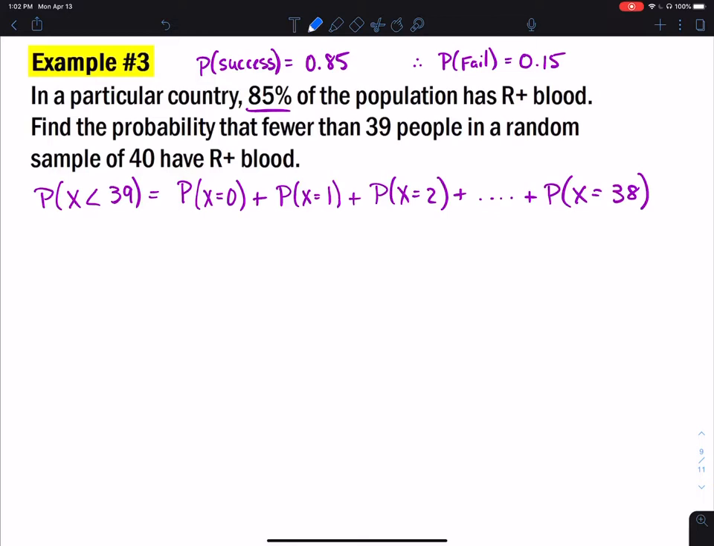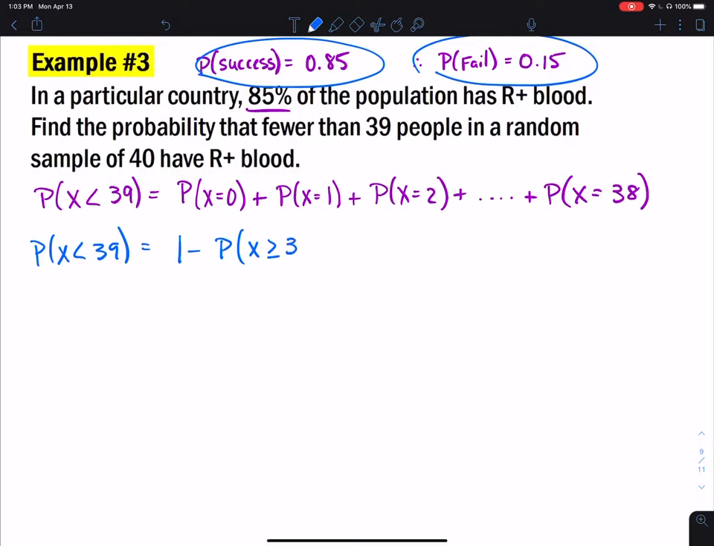So to think about a faster way to do this, if I'm not less than 39, then I could be greater than or equal to 39, right? And let's look at that complement. To calculate the probability that X is less than 39, well, that would be the complement. To find a complement, it's always 1 minus the probability, right? And that's very similar to how we came up with these right here. The complement for being less than 39 would be greater than or equal to 39.